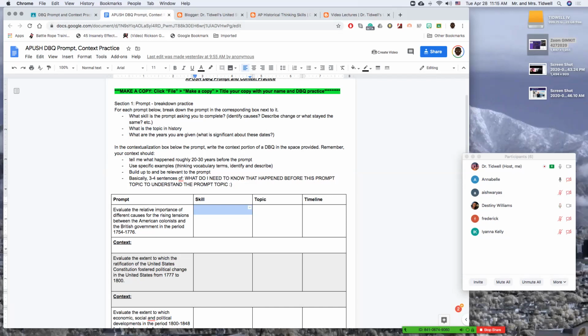And then the timeline is straightforward. What's the timeline we're looking at? 1754 to 1776. All right, that's all it is. So when you see the prompt, we need to be able to do this in about a minute or two. You can look at what skills I need to use based on the prompt and the topic. Again, try to be very clear and specific to what the topic is.